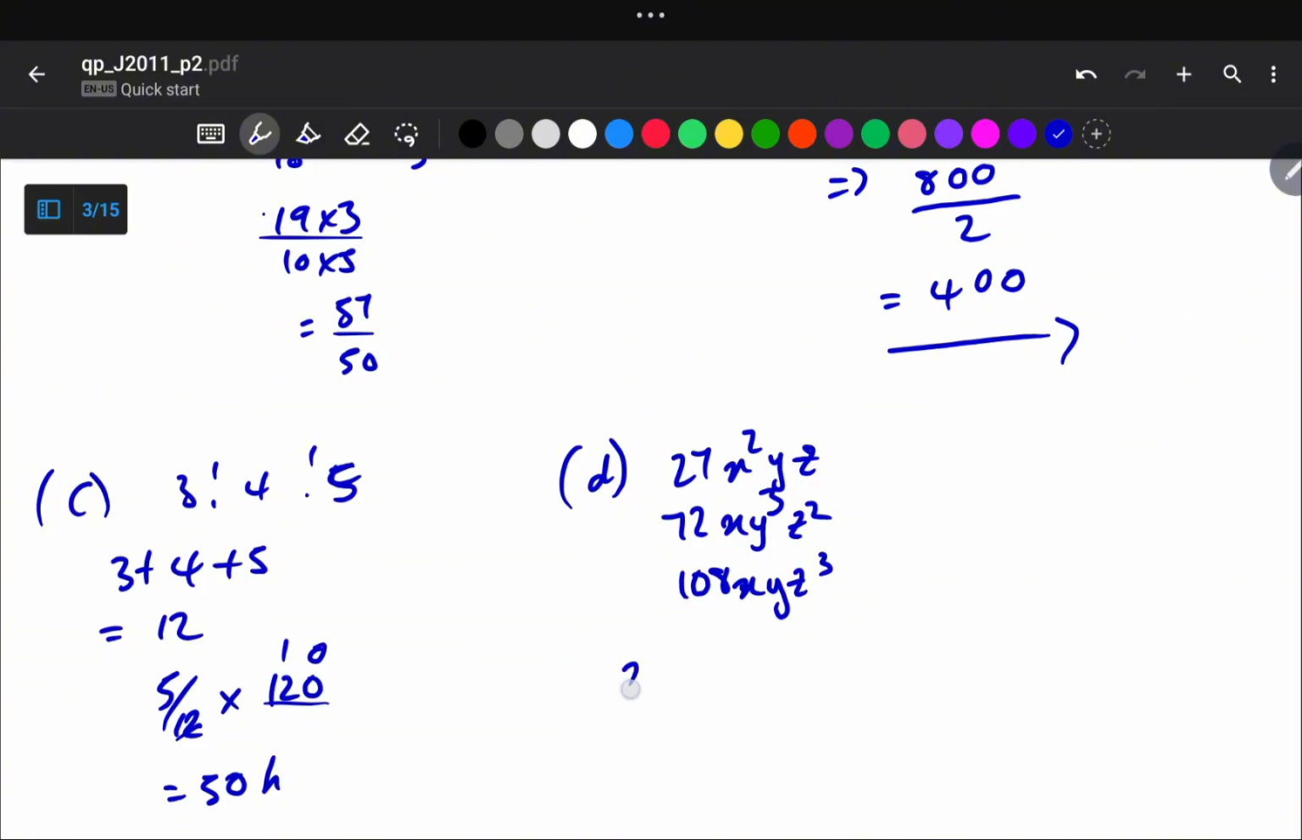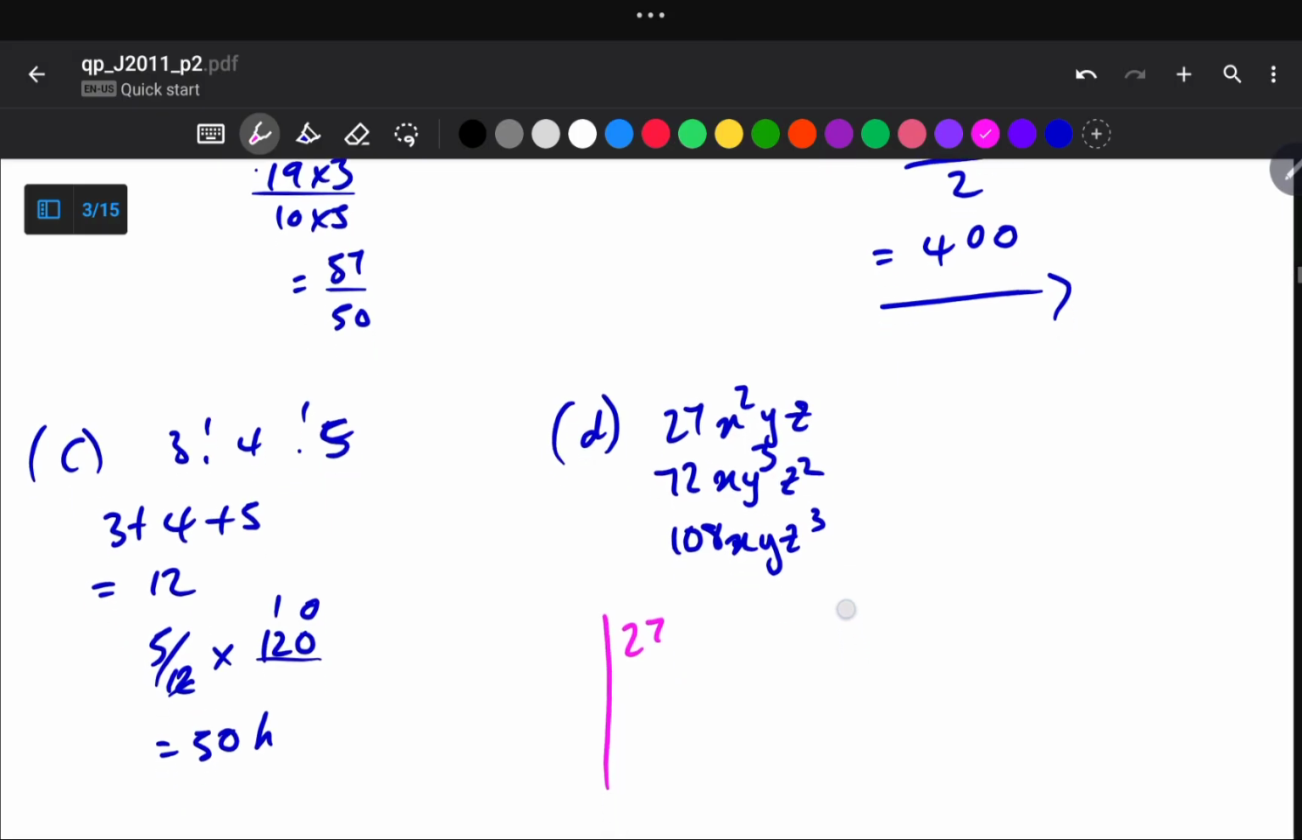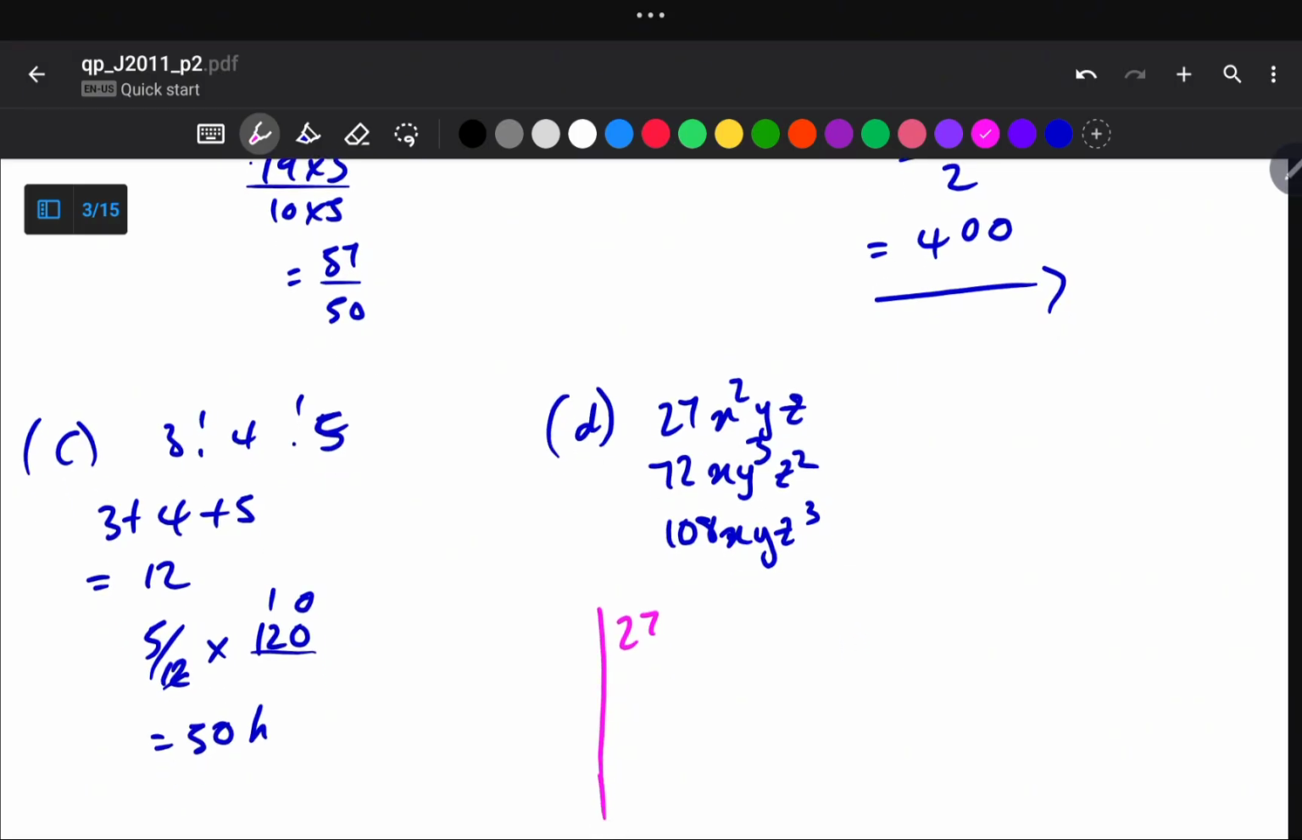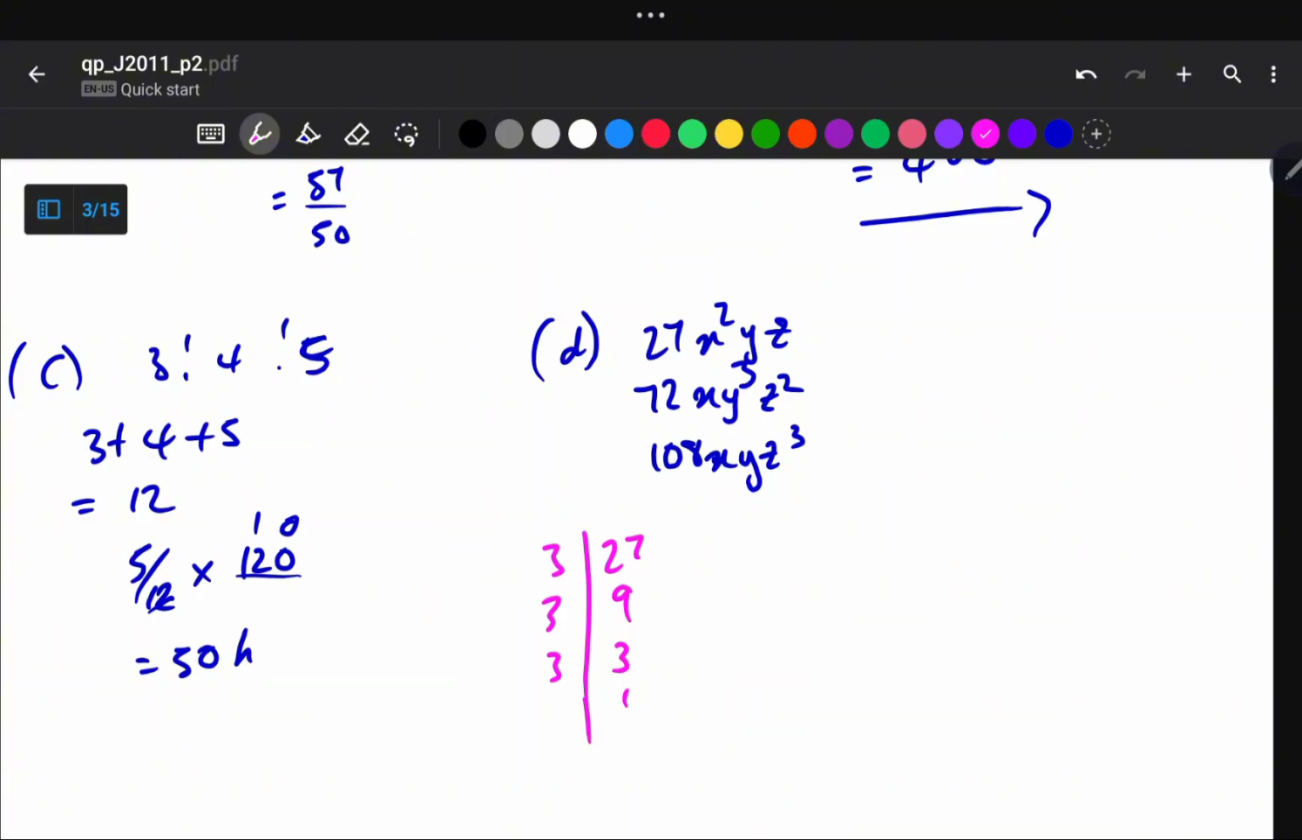So we can start with 27. The smallest prime factor that can divide 27 without leaving a remainder is 3. So 3 into 27 gives us 9, and 3 into 9 gives us 3, and 3 into 3 is equal to 1. So 27x squared yz is now equal to 3 to the power 3 times x squared times y times z.